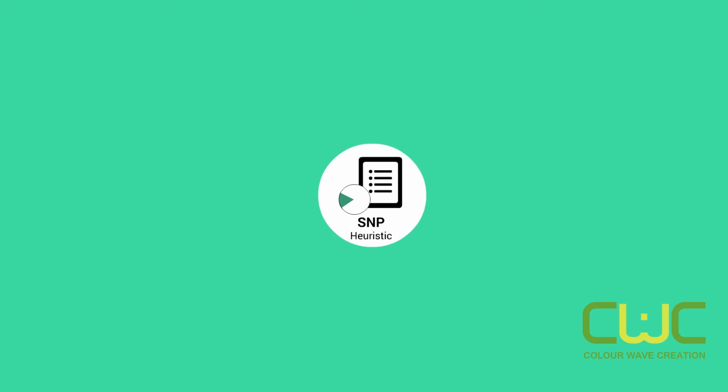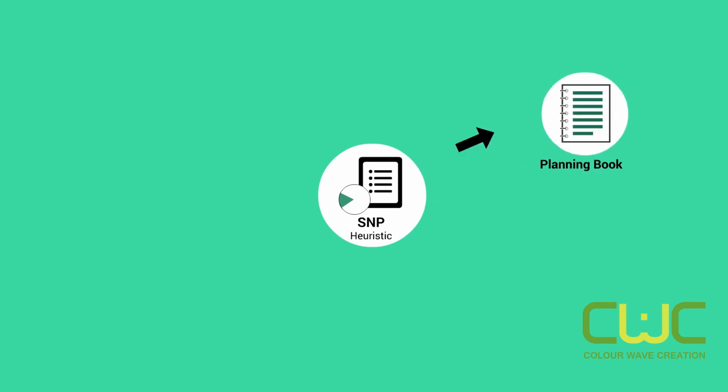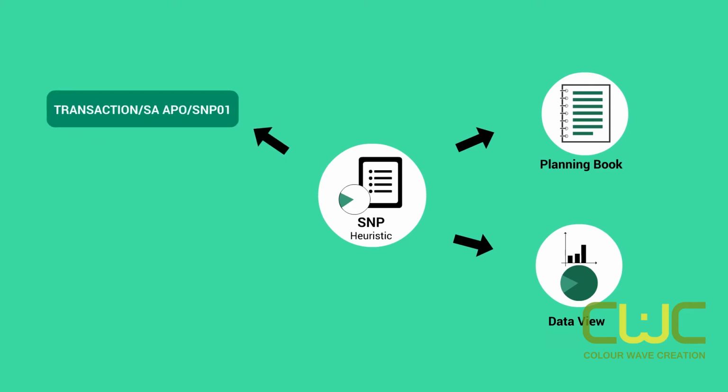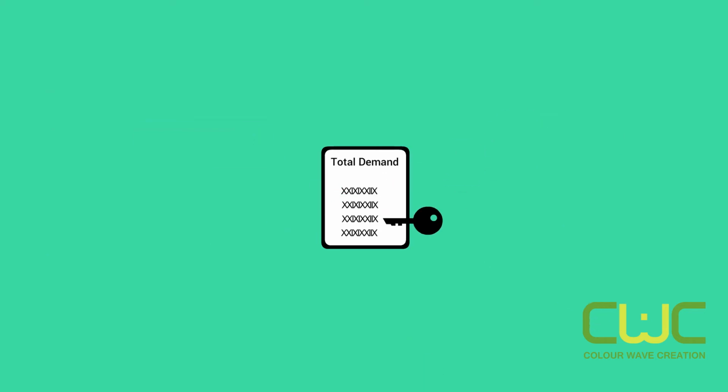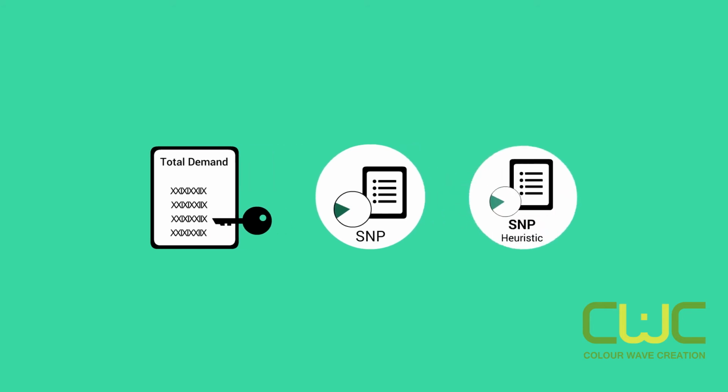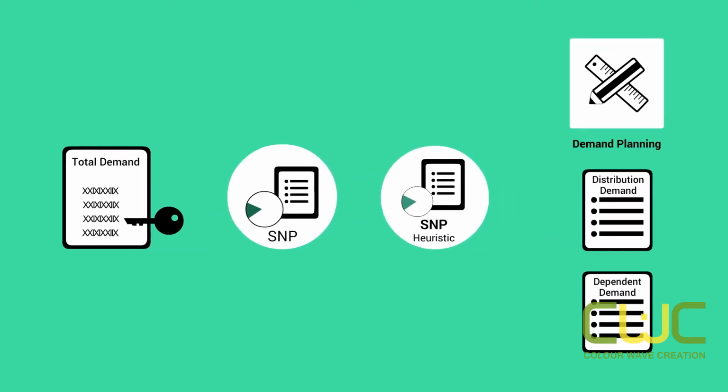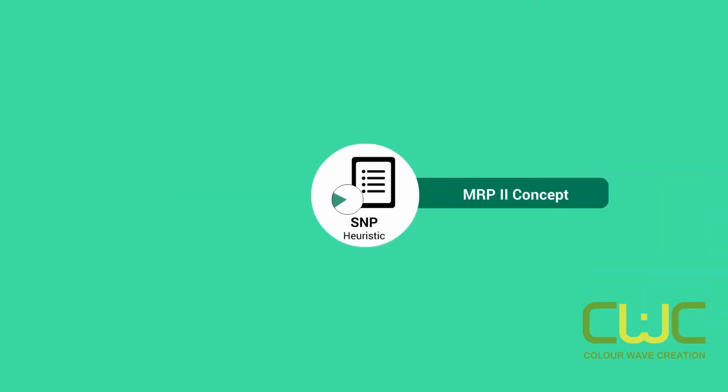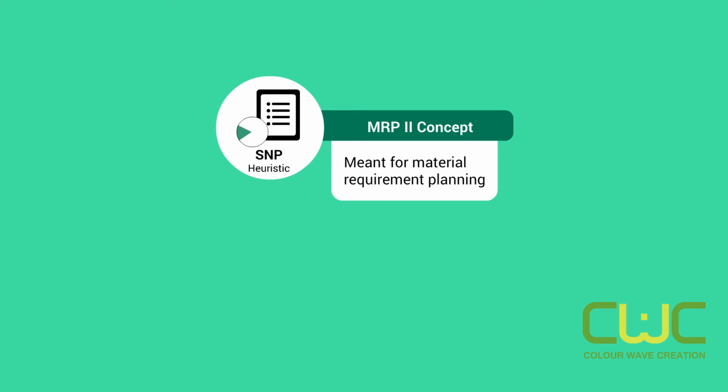To bring about such integration, SNP Heuristics works on the planning book and data view. SNP Heuristic uses the transaction /SAP/APO/SNP01 and program /SAP/APO/RSNPHEURP1 to function. The key figure total demand is the release demand to SNP from demand planning and other demand elements, such as distribution demand and dependent demand. SNP Heuristics works on MRP2 concept, meant for material requirement planning.